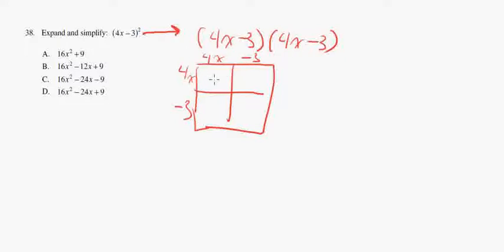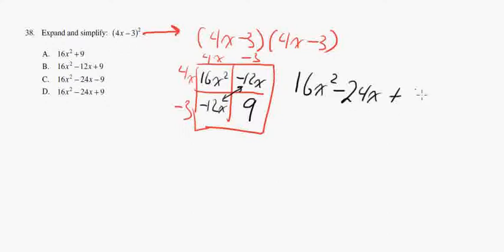Alright, so in this box is just these two numbers multiplied together. So 4x times 4x gives me 16x squared. This box is these two multiplied together, so 4x times negative 3 is negative 12x. This box is these two multiplied together, so negative 3 times 4x is negative 12x, and in this box is these two multiplied together, so negative 3 times negative 3 is 9. The middle terms can usually be simplified, so this will simplify to 16x squared minus 24x plus 9.